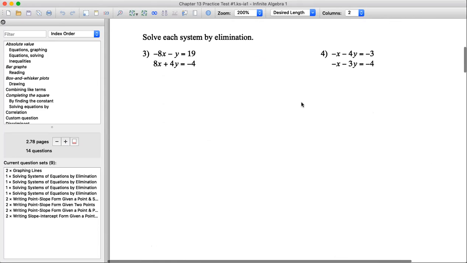All right, I gave you a whole bunch of systems of equations, but I really just gave you all four flavors. The first flavor is you simply add. The second flavor is you subtract. The third flavor is you multiply one of the equations. And the fourth flavor is you have to multiply both equations.